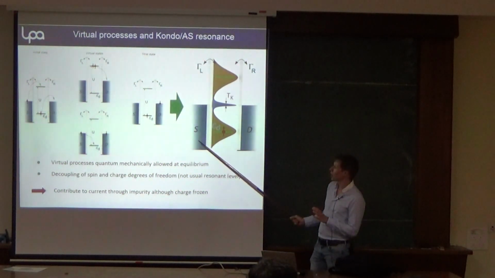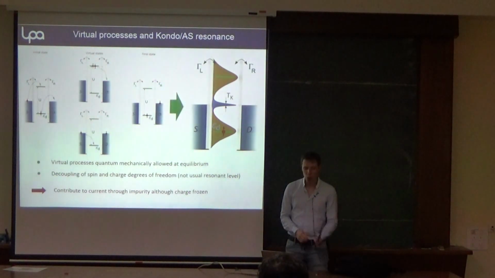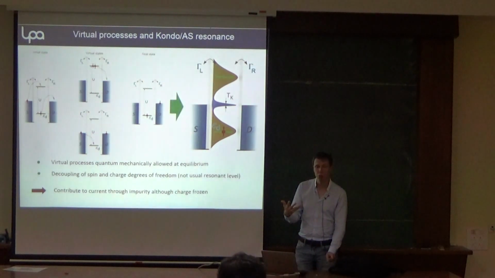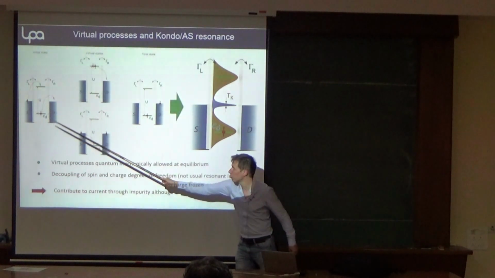And the important thing is that when you're measuring current flowing from the left to the right, you think you're measuring a net charge current, but in fact what you're measuring mostly are spin fluctuations, because the charge here is completely frozen.